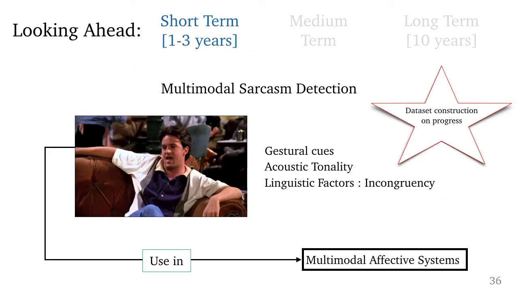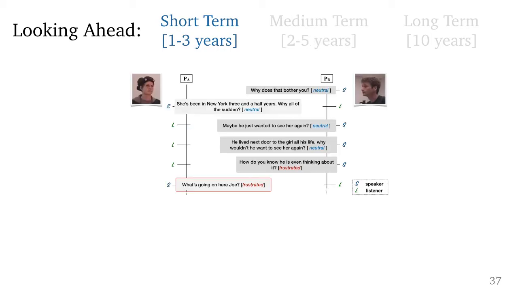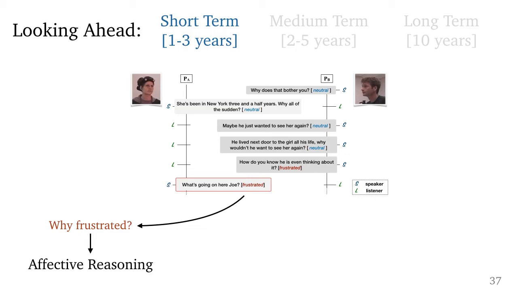These are details of the dataset we are now constructing. We submitted this paper to ACL this year, where you use multiple modalities to detect sarcasm in conversation. Then we try to do affective reasoning. For example, in this example, we should find the reason why C is frustrated. What should be the reason for it? This is called affective reasoning.